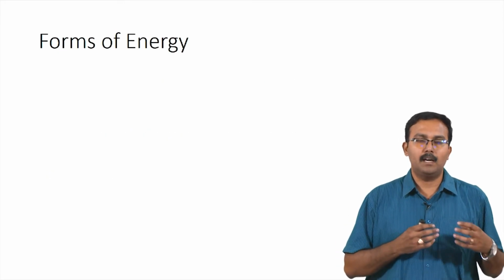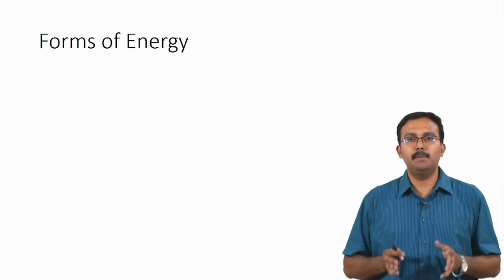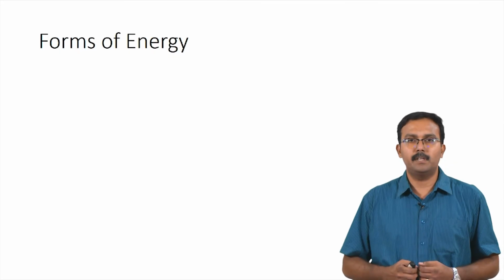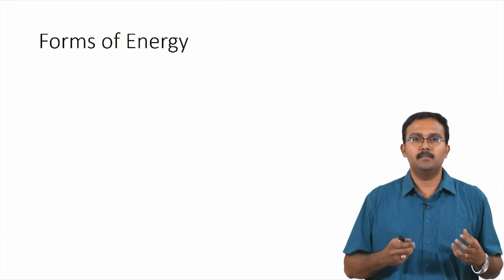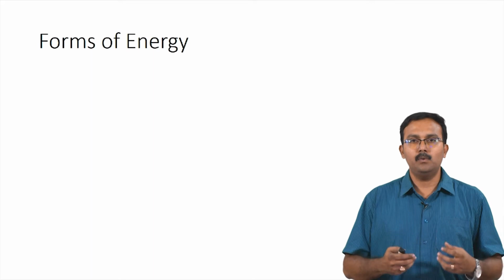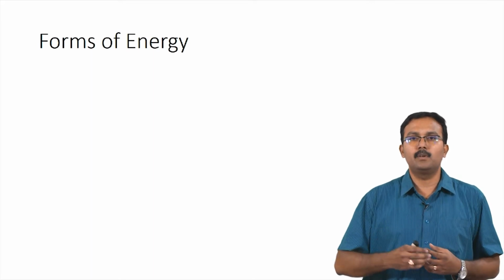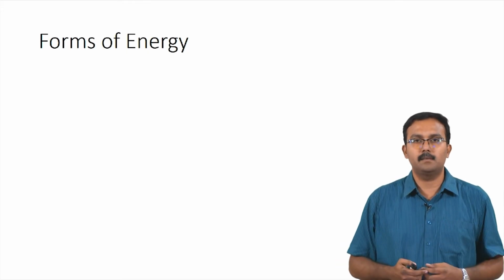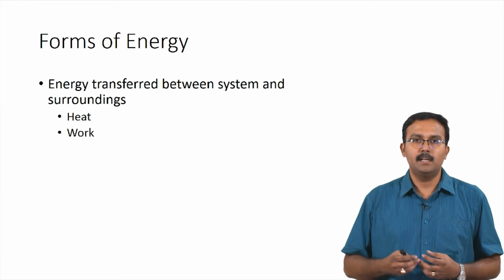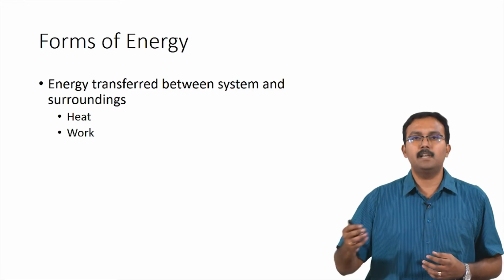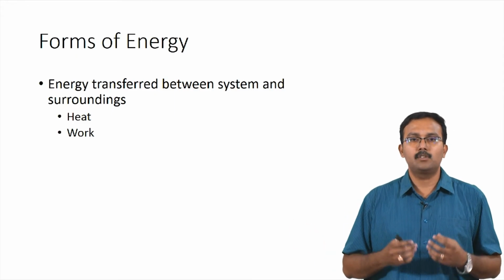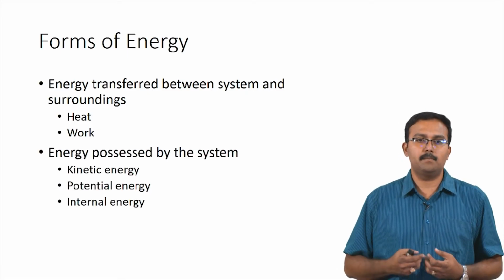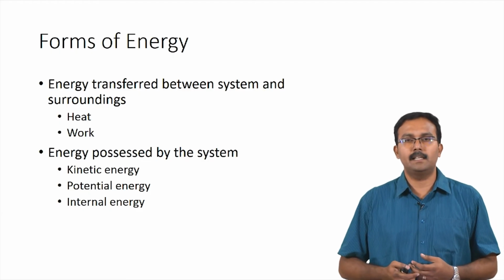Now that we have understood what our constraints will be for performing energy balances, let us refresh the different forms of energy. So, we classified the forms of energy based on how the energy is used either to transfer between the system and the surroundings, or if it is an inherent energy possessed by the system. The types of energies which are used to transfer energy between the system and the surroundings are called heat and work, and the inherent energies possessed by the system are kinetic energy, potential energy and internal energy.